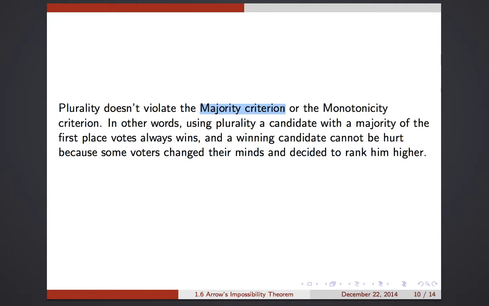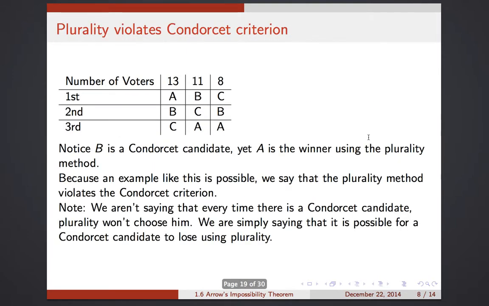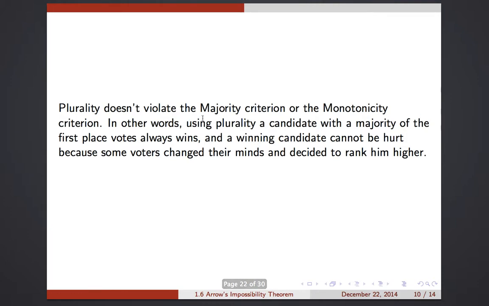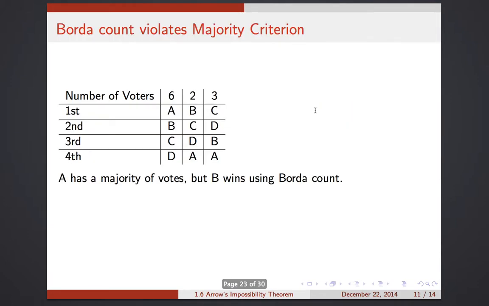So if you're using plurality, it is impossible for a candidate to have the most first place votes, a majority of the first place votes, and lose. Okay, it's impossible for that to happen. And it turns out that you can't hurt somebody by moving them up in the rankings using plurality. So plurality fails a couple of criteria and passes the other two. It fails irrelevant alternatives and what was the other one we just did? Condorcet. But it passes majority and monotonicity.